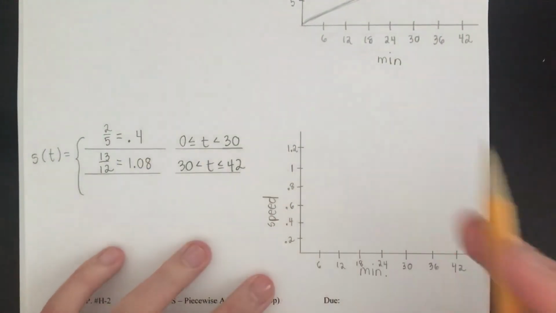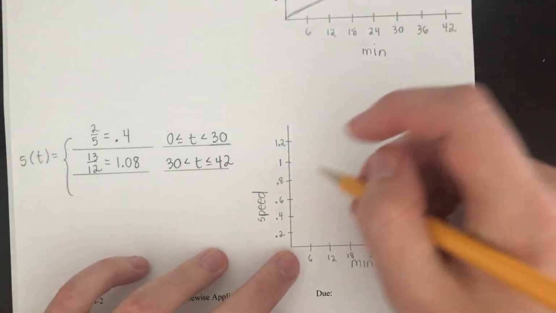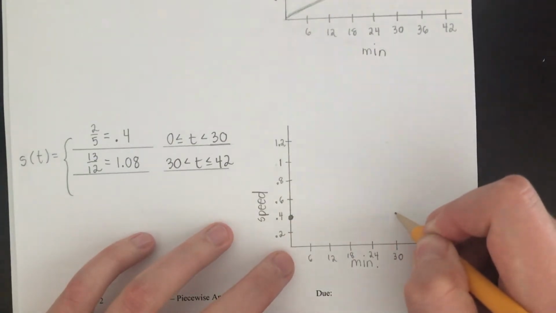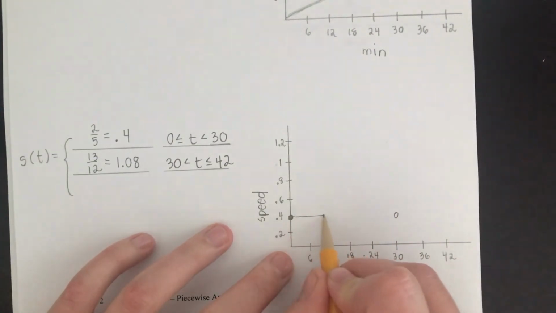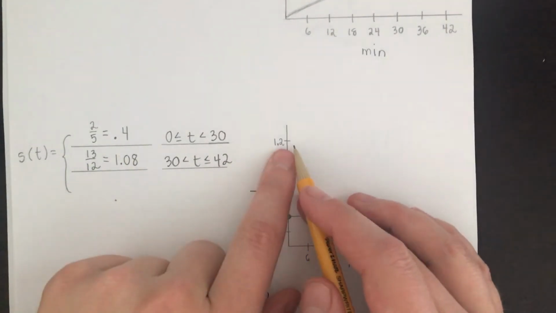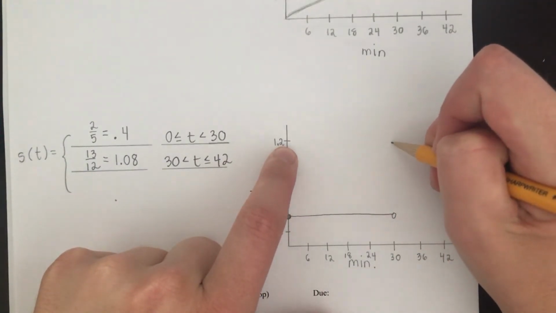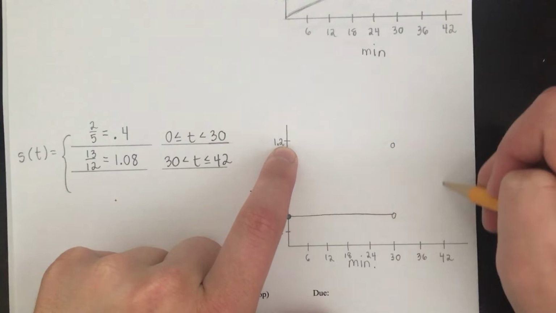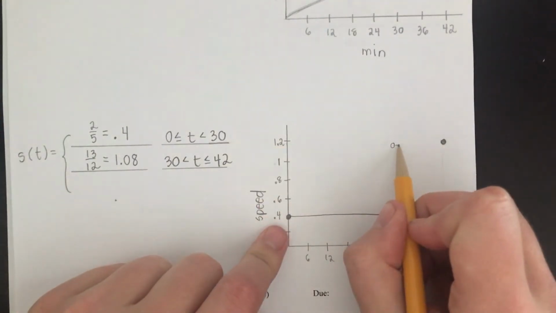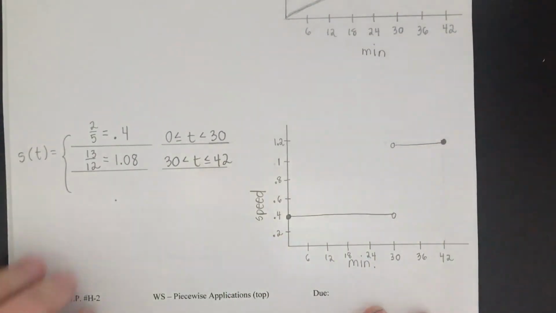So our speed is 0.4 from 0 to 30. I've labeled my graphs already. 0.4 from 0 to 30, and then 1.08, so about here from 30 to 42. And there's your speed graph.